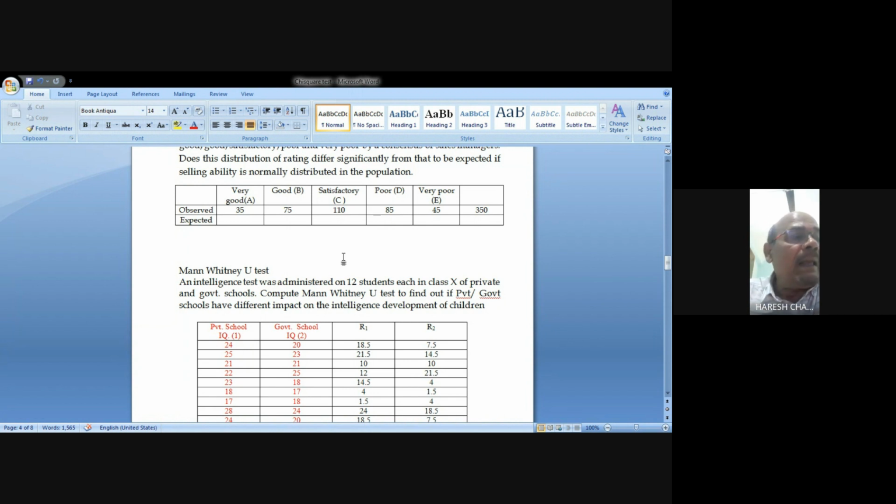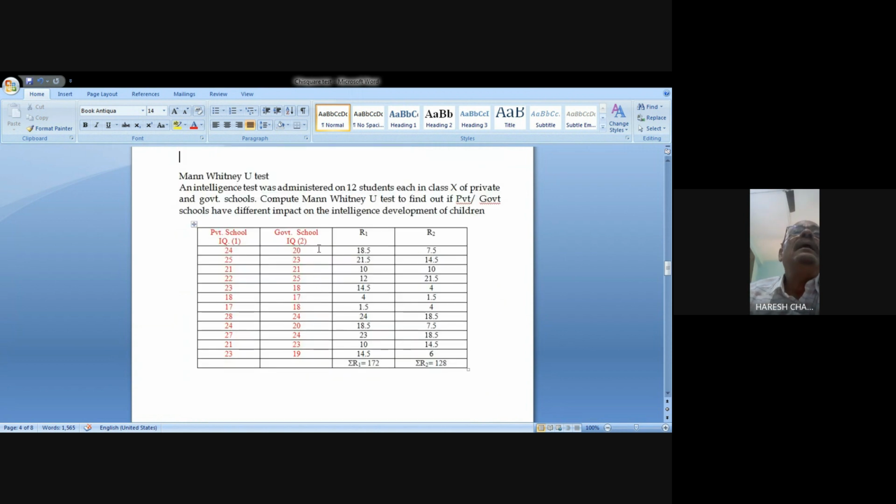And in parametric statistics, to compare two groups, you have the t-test available. And in non-parametric statistics, you have this Mann-Whitney U-test. And now, how to go about the Mann-Whitney U-test? Here is a question.